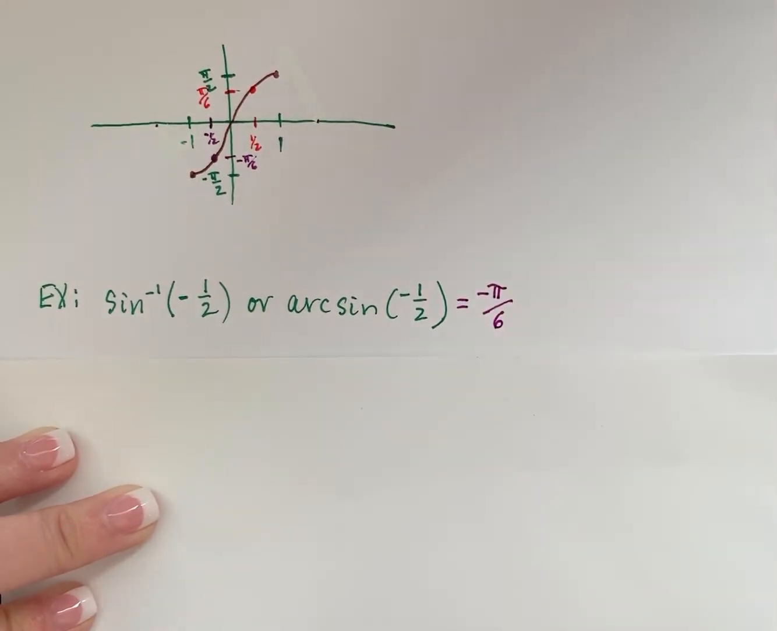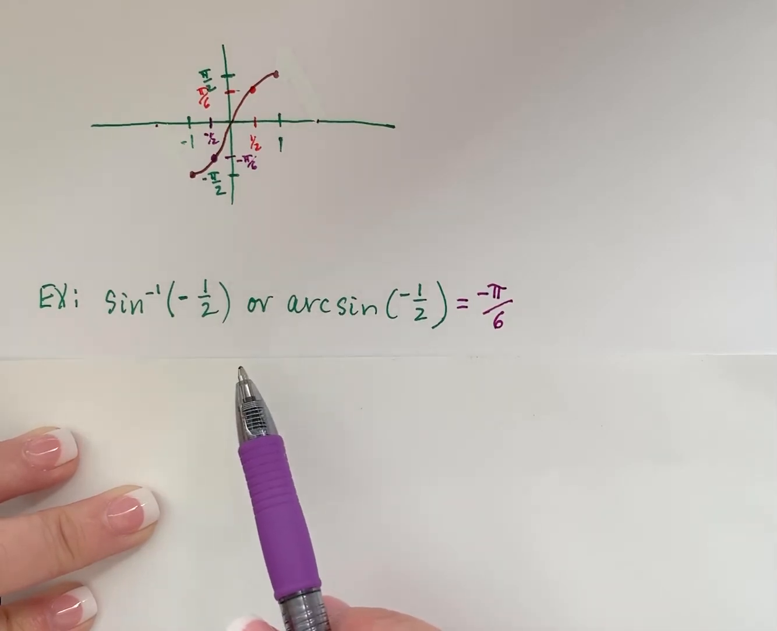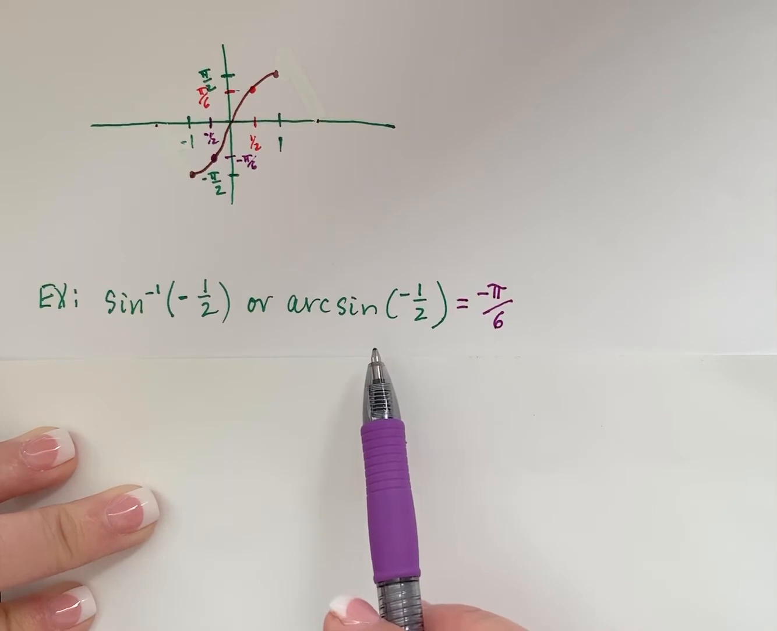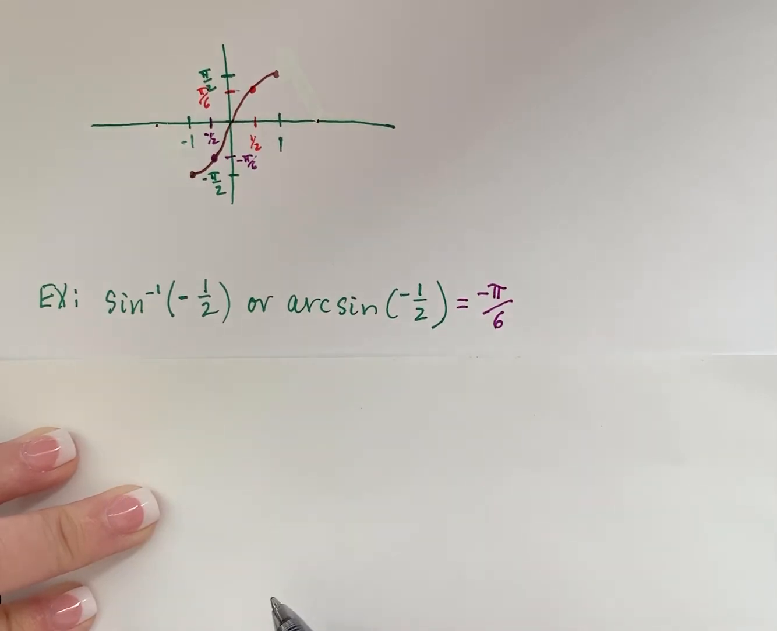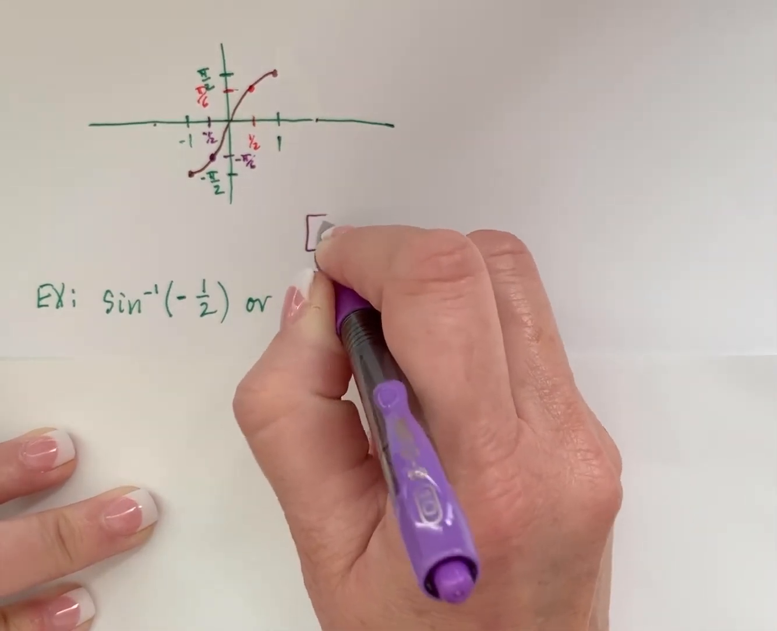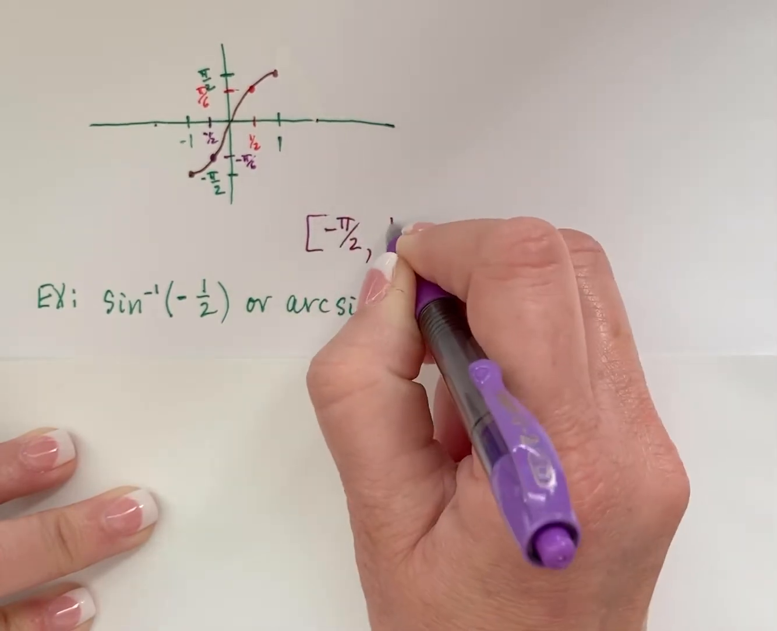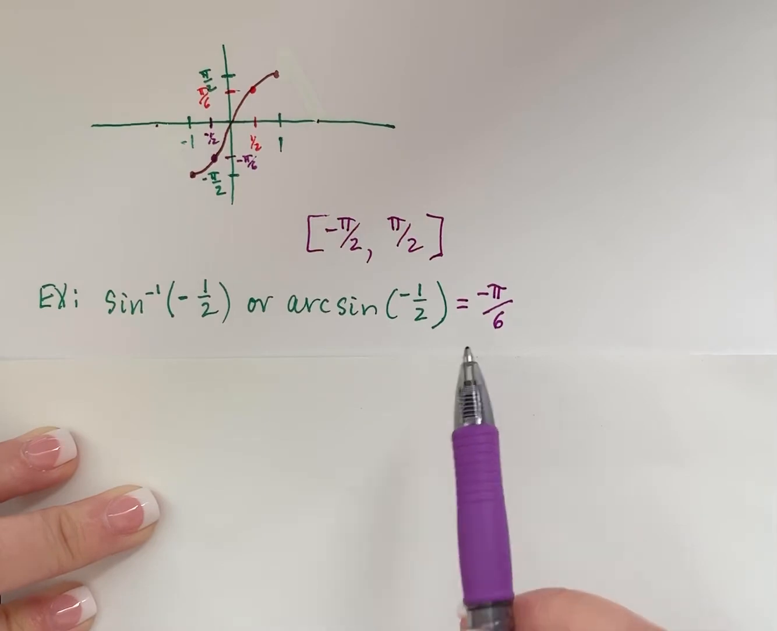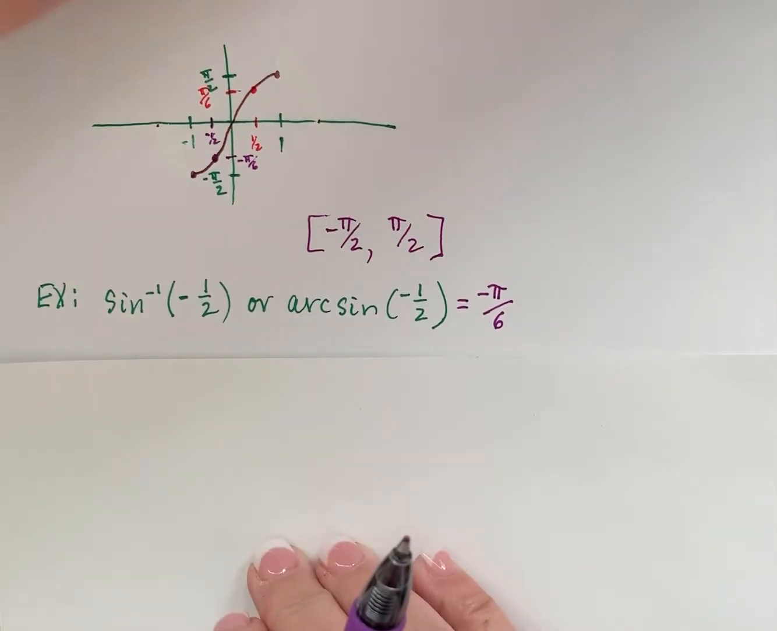Okay, so this was asking for what angle has a sine value that's equal to negative 1/2 and falls in the range between negative pi over 2 to positive pi over 2. All right, there can only be one answer. All right, now this is often a little tricky.